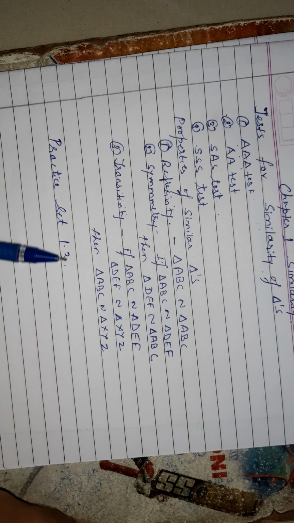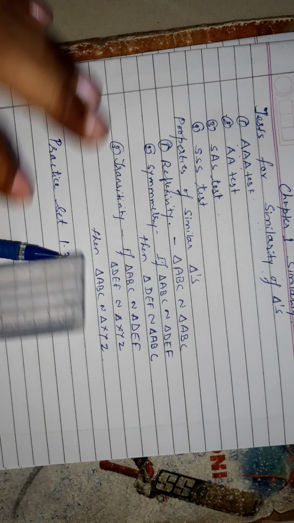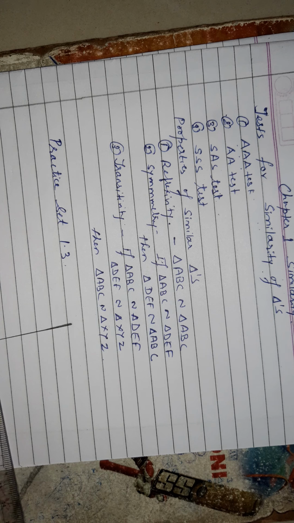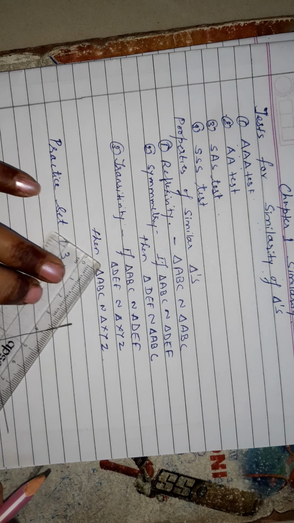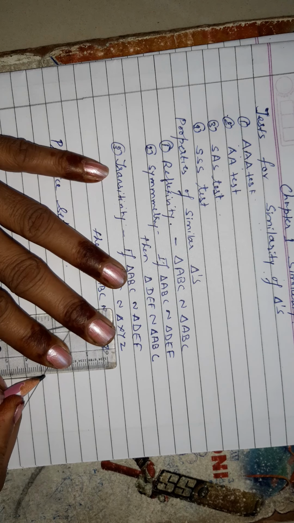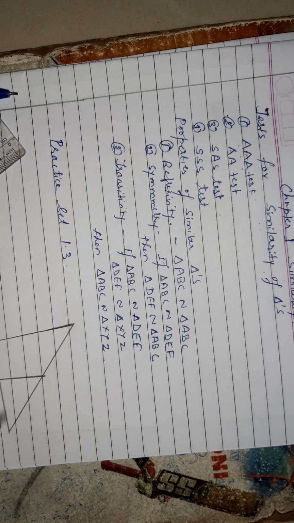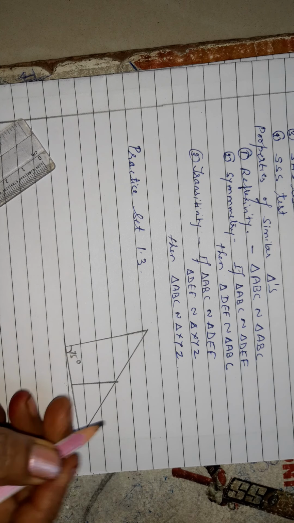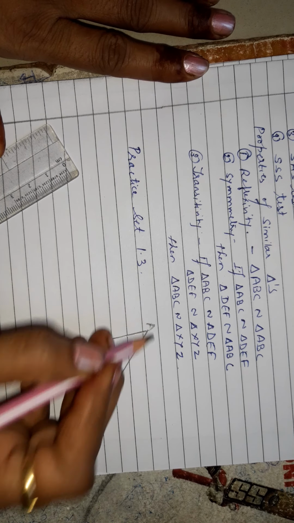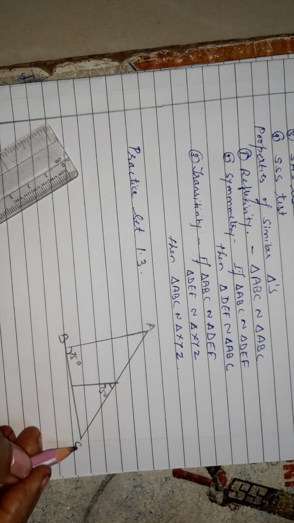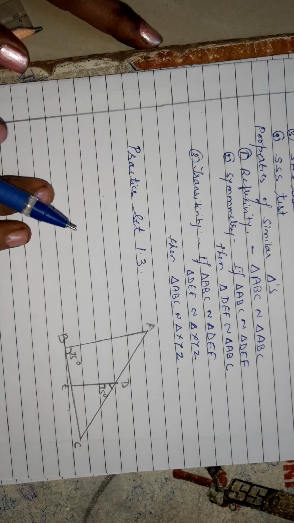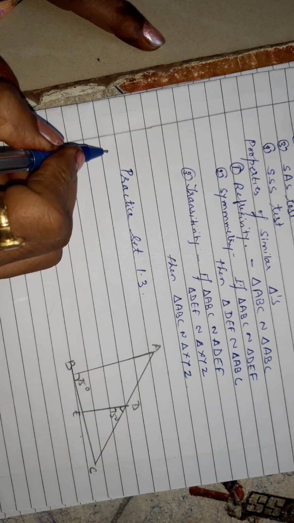Now in practice set 1.3, your first sum is this. This is 75 degrees. Now which are these angles? First is triangle ABC and second is triangle DEC. We have to state whether these two triangles are similar and by which test. So, solution.